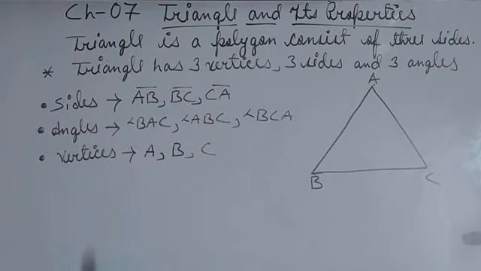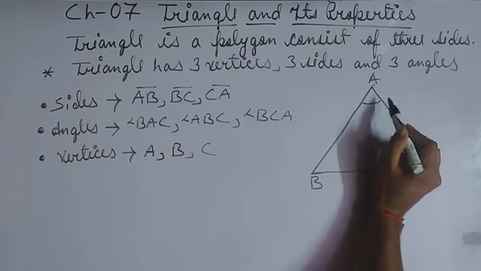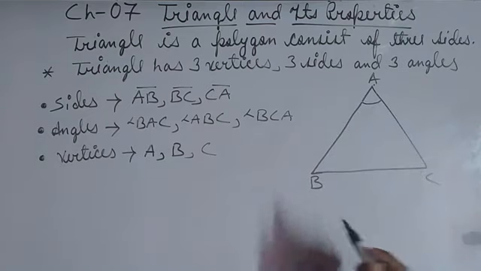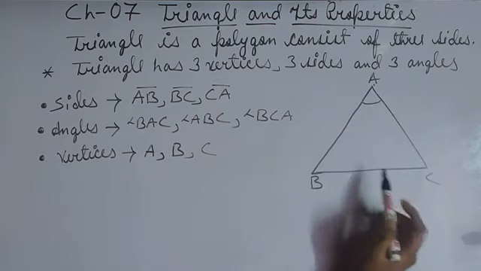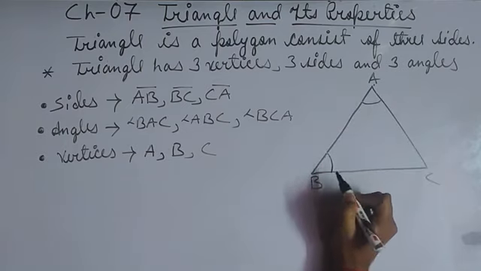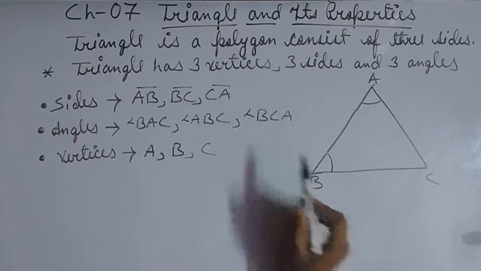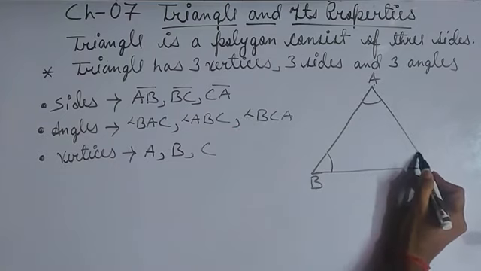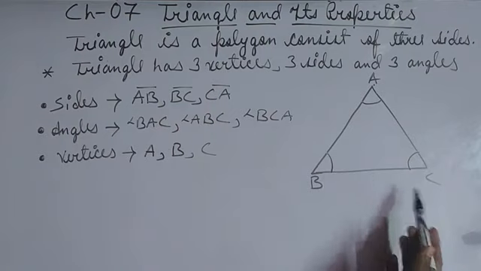The three angles which are there in this triangle: this is angle BAC, which we also call angle A. And next one is angle ABC. This is your angle ABC, which is also known as what? Angle B. And the third one is angle BCA. This is your angle BCA, and we also call it angle C. These are the three angles which are there in this triangle.